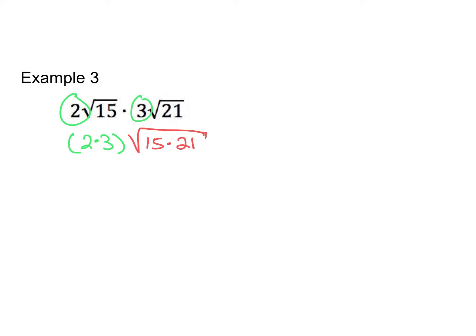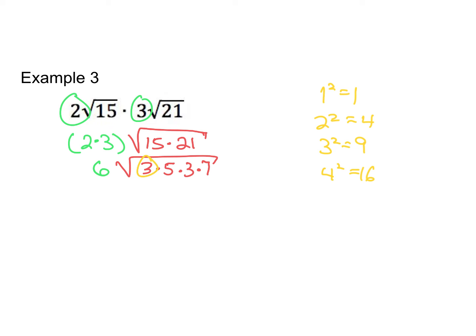So we're going to say 2 times 3 is 6. Then we're going to factor the 15 and the 21. So 15 we know is 3 times 5. 21 is 3 times 7. I'm looking for the perfect squares list. So remember, 1 squared is 1, 2 squared is 4, 3 squared is 9, 4 squared is 16, right?